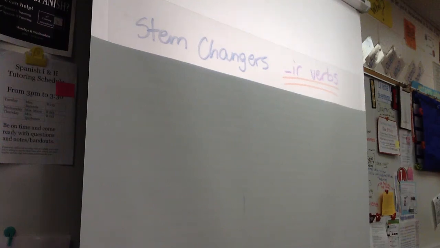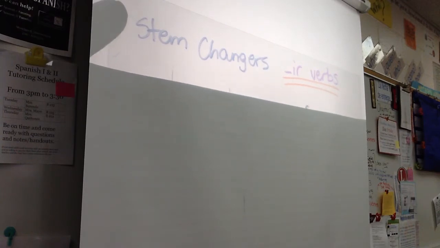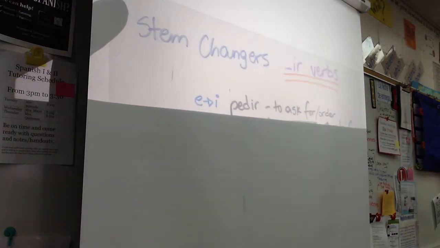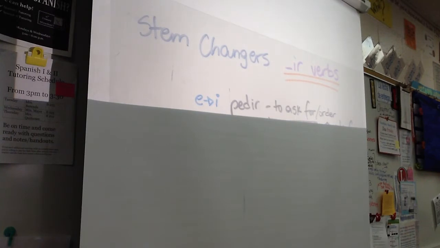Stem changers, obviously, in the title of what you do with the verbs, you change something to the stem. Today we're going to focus on just verbs that end in IR that also happen to be stem changers. Okay. Yesterday we talked about verbs in the present tense. So let's see what happens with pedir, which is from your vocab, in the present tense.